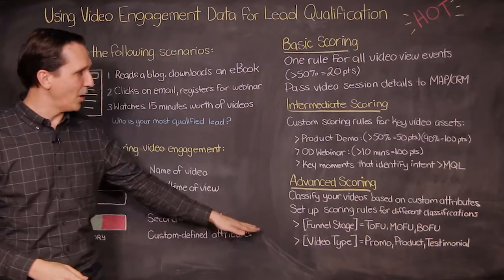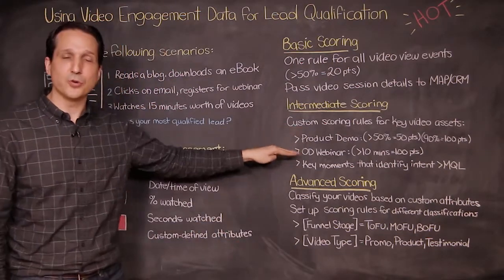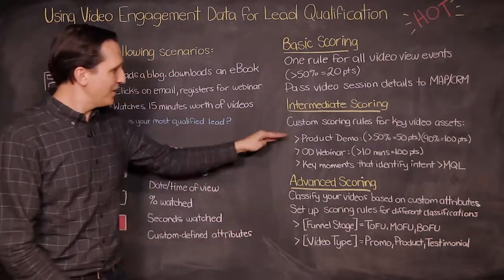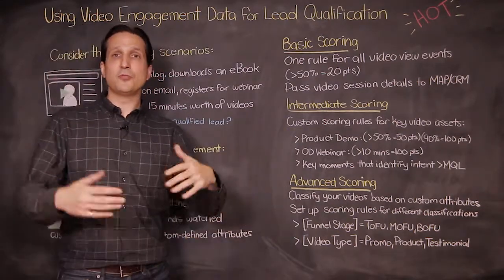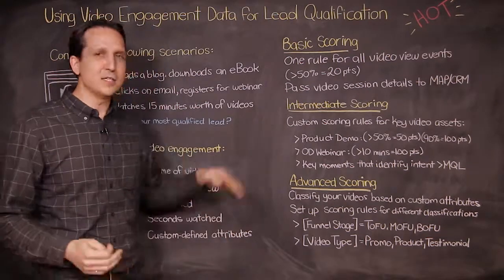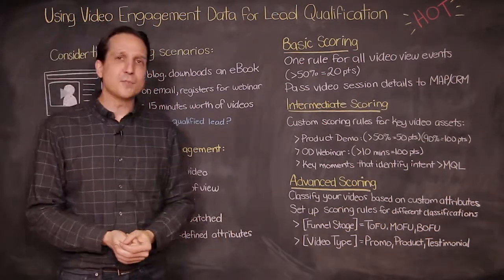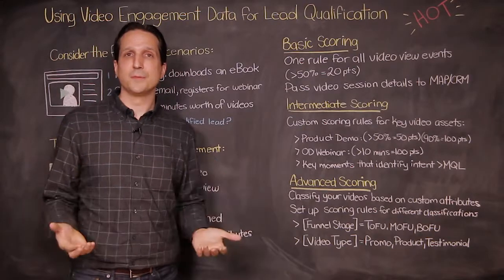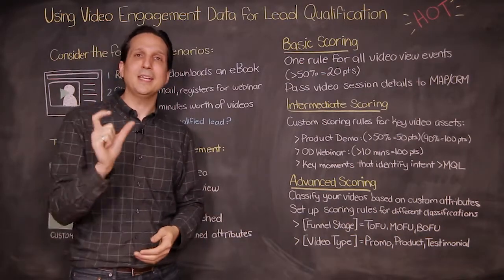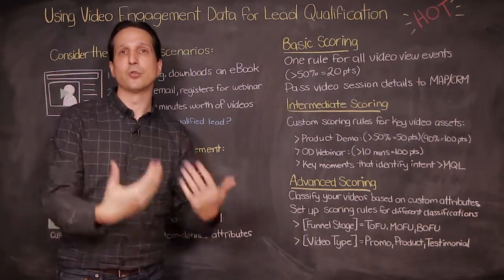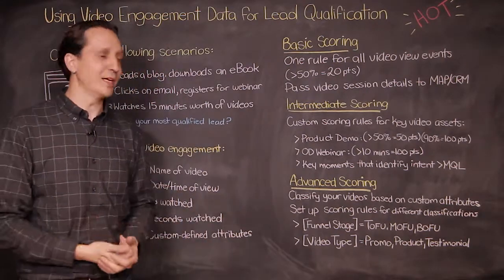Now, the more advanced model is basically taking this approach and making it infinitely scalable across all of your videos. This starts to break down once you get 100, 200 videos, and you're trying to do this for a lot of different pieces of content. But in the advanced model, you can use something called custom attributes. Custom attributes are a way of tagging each of your videos with different classifications so that you can create a general rule for any of those different viewing activities.